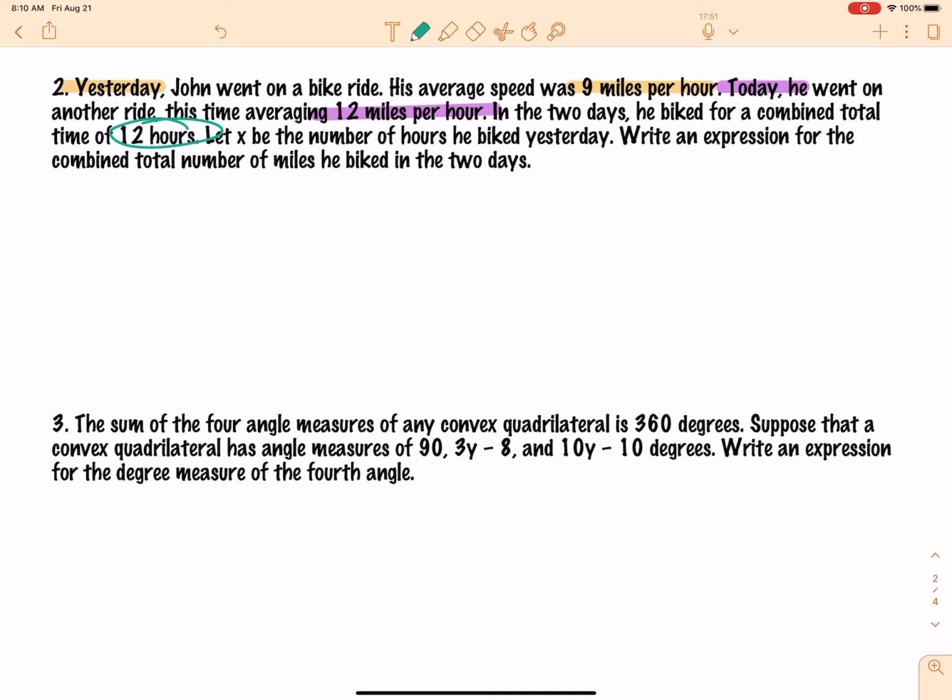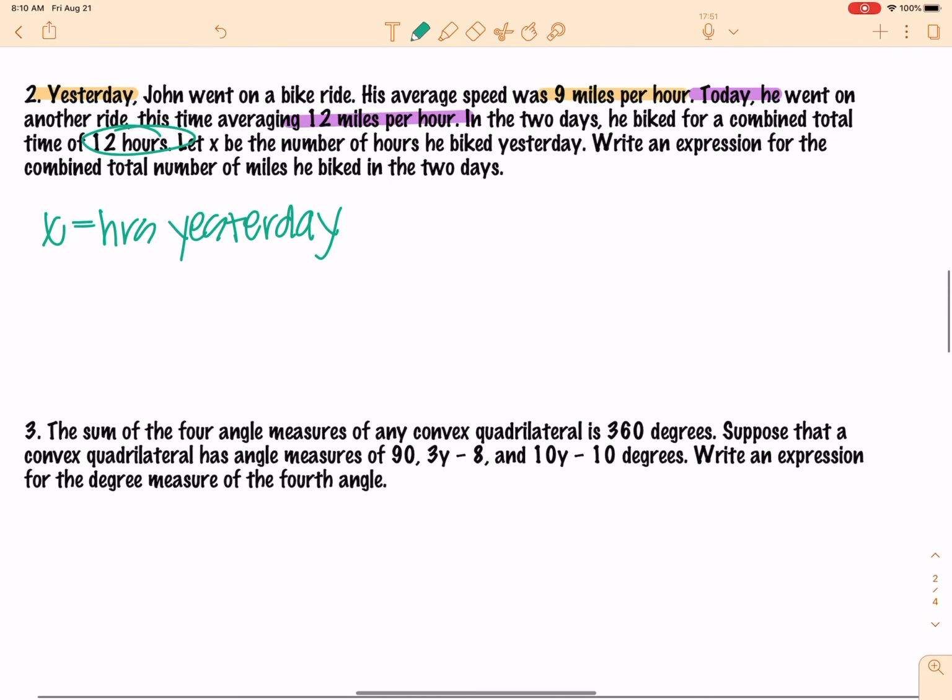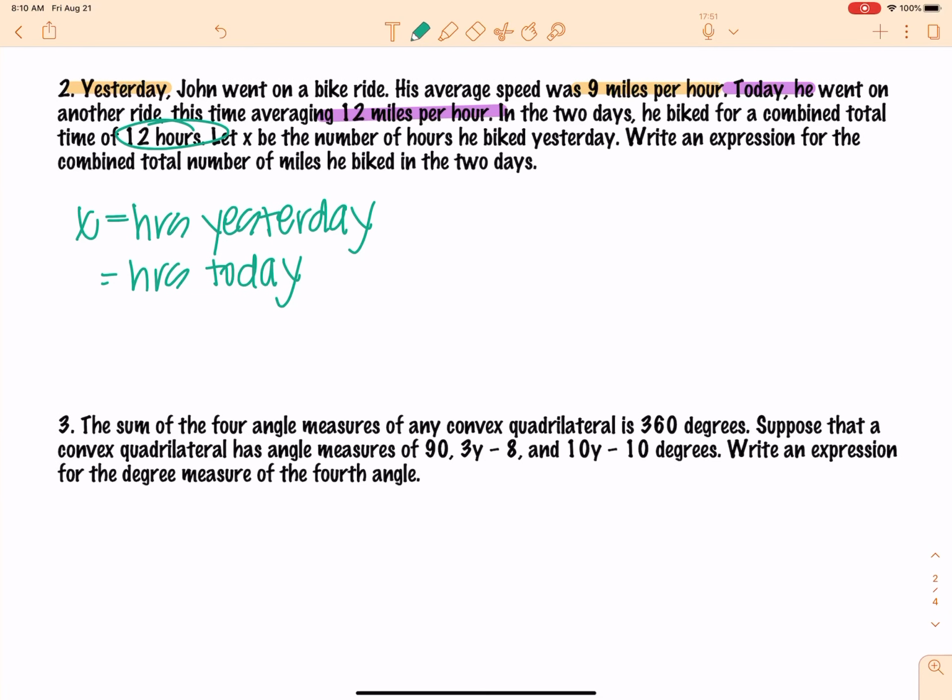And this time it tells us what X wants to be equal to. So let X, so this one's nice to you. Let X be number of hours he biked yesterday. So hours yesterday. So obviously we need to write an expression for hours today. Well, again, I'm going to just pretend and make up numbers so I understand logically in my brain what is this like X stuff happening. So we know in total, yesterday and today, he biked 12 hours. So if he biked 2 hours yesterday, how many hours did he get today? That would have been 10.